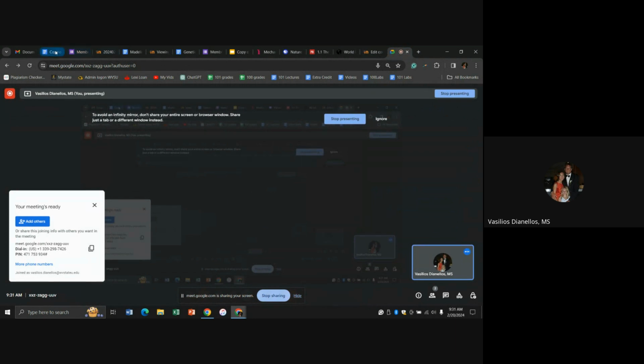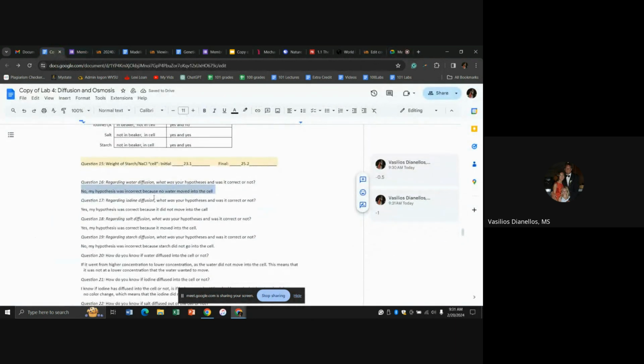Let's see. Regarding the iodine diffusion, what was your hypothesis? Was it correct or not? Yes, my hypothesis is correct because it did not move into the cell. All right, based on your data, that is true.